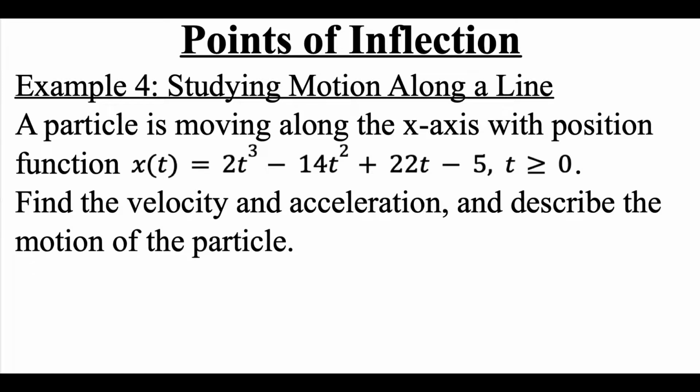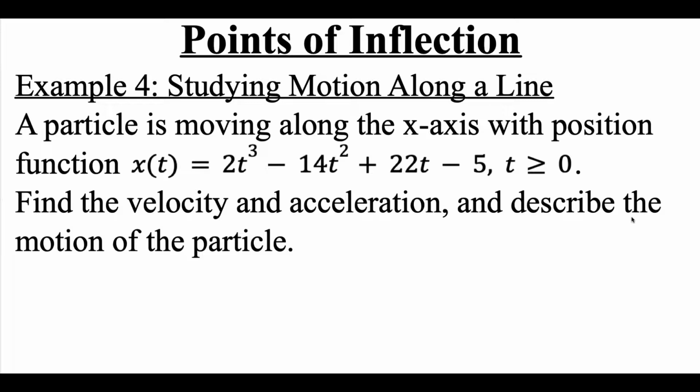Now the last example we're going to do here is a little motion along a line problem. So we've got a particle moving along the x-axis, and we've got this position function x of t equals 2t cubed minus 14t squared plus 22t minus 5 for t values that are greater than or equal to 0. We want to find the velocity and acceleration, and then we also want to describe the motion of this particle.